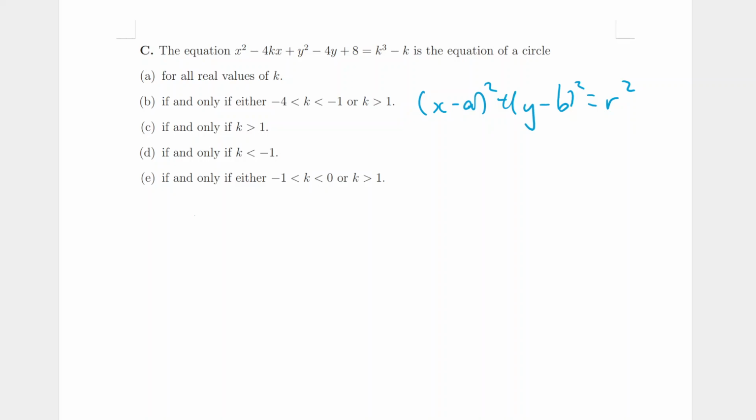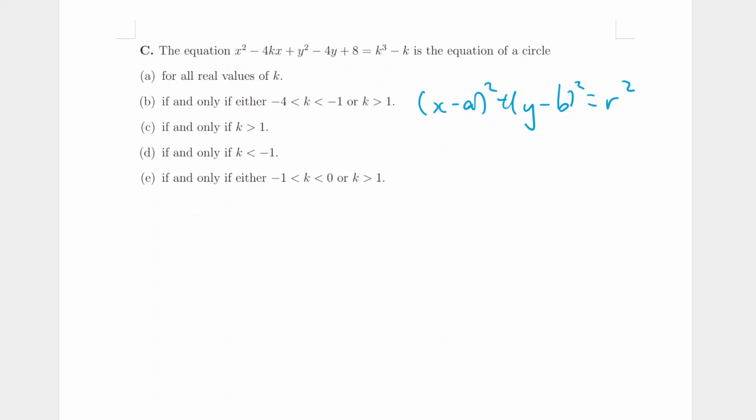Okay, question C now. So this equation is the equation of a circle if what? If you want to figure out an equation of a circle, the nice form of it is the form I've written down there, which is, of course, you could see the center and the radius from there. So (x - a)^2 + (y - b)^2 = r^2, where (a, b) are the coordinates of the center, and r is the radius.